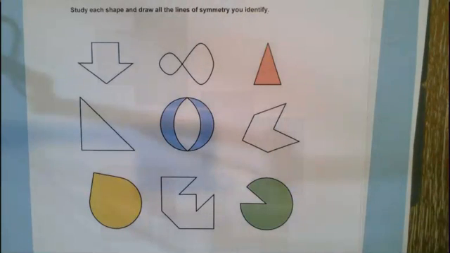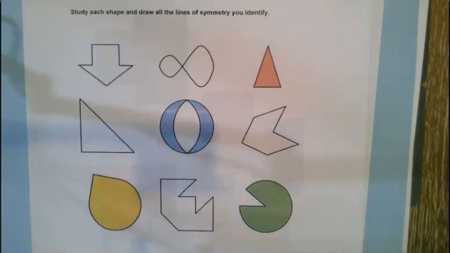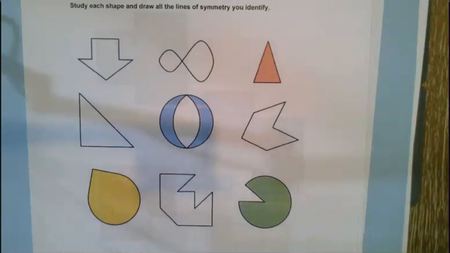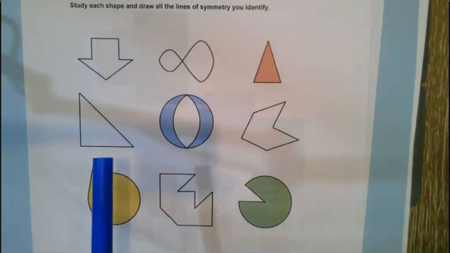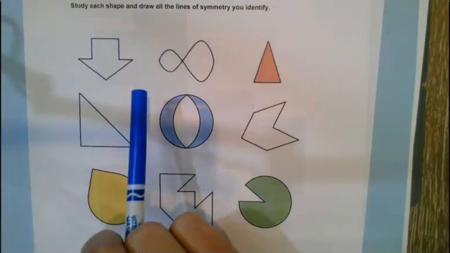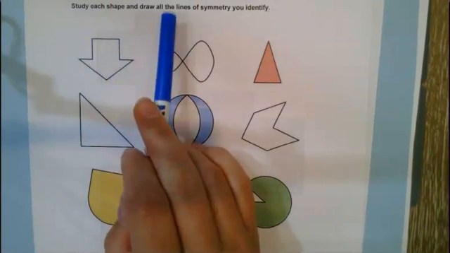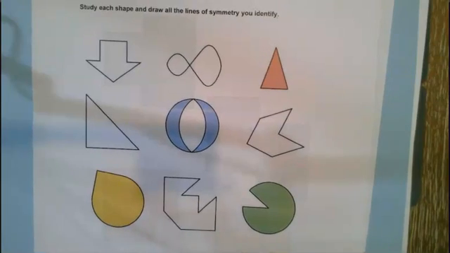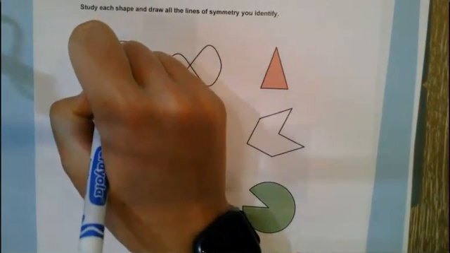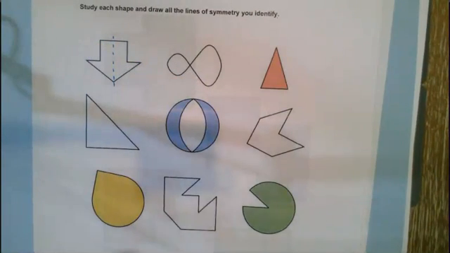Yesterday, you worked with different polygons to identify lines of symmetry. You also cut them out and folded them, but today you're going to just be working with a bunch of different shapes, not necessarily polygons, and you're not going to cut them out. So you're just going to use your observation skills and your eyes to really identify where the lines of symmetry are. So it says study each shape and draw all the lines of symmetry you identified. You can draw them with a dotted line or a straight line. It's up to you. Then move on to the next page.